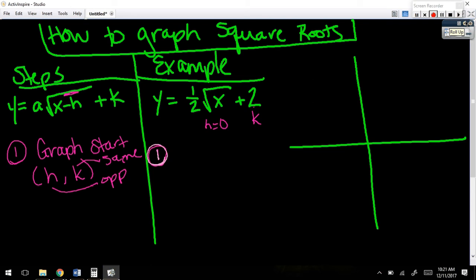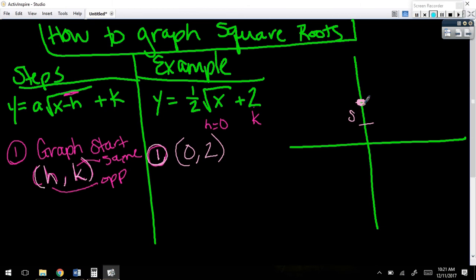All right, so what's the start point, DeAndre, on this one? The start point is H and K. What is HK in this example? X and 0. I mean 2 and 0. Can you see that color better? Okay. 0, 2. So that means 1, 2. This is what I call my start point.